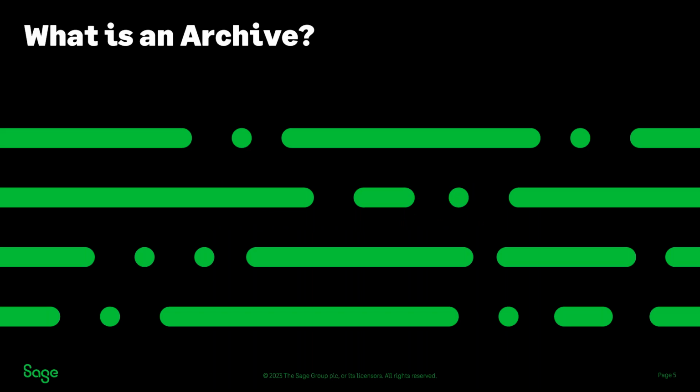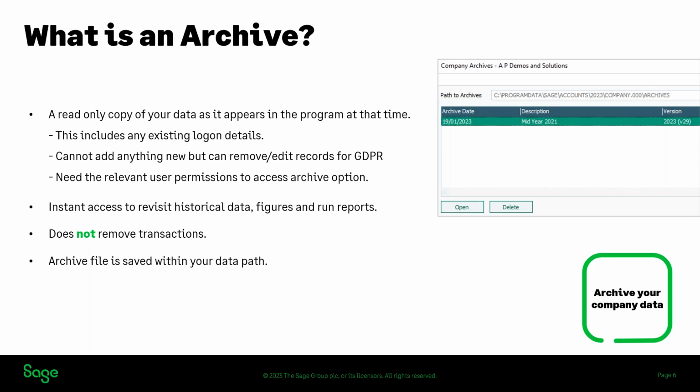So what is an archive? An archive takes a read-only copy of your data as it appears in the program at that time, including any logon details. The best way to describe it is that it takes a photograph or a snapshot of your data, but it allows you to browse through it like a normal company.